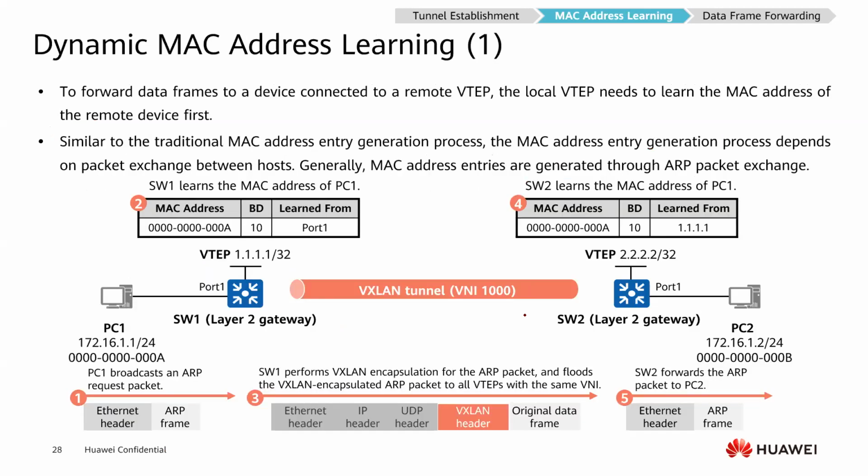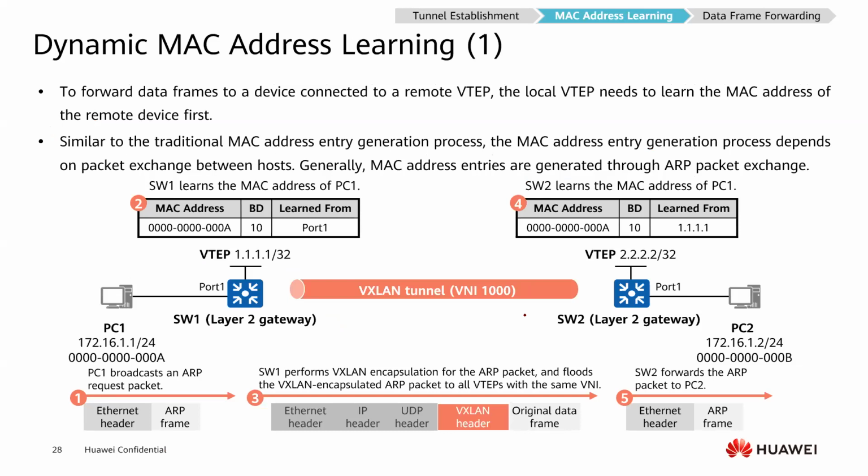Okay, now let's look at something about the control plane of the VXLAN. How does dynamic MAC address table learning work, or we can just change a way to describe it.